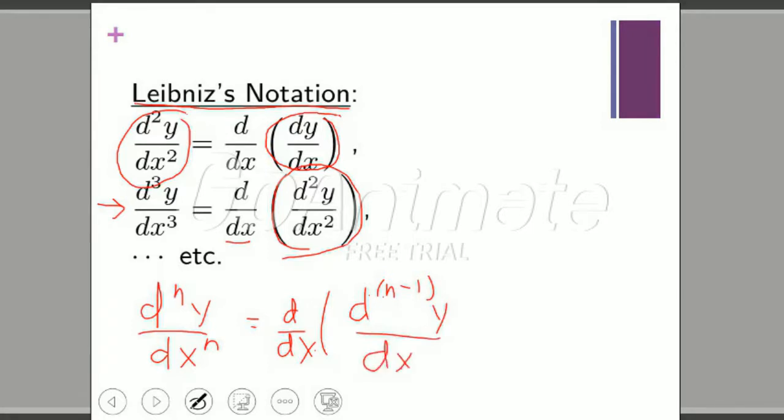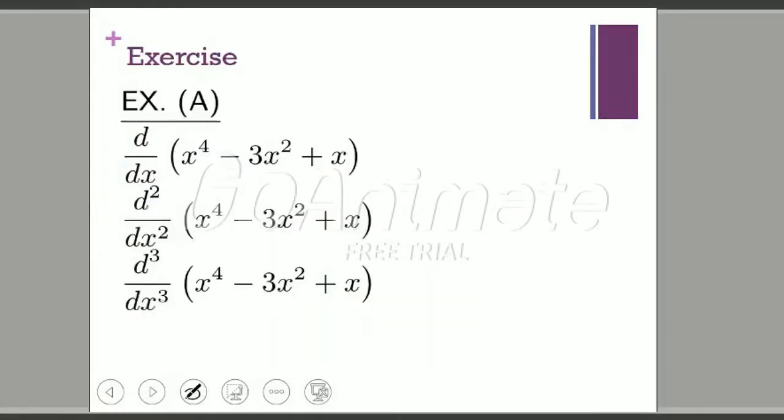Dx to the power n minus 1. Right, okay. So let's do another example. What's the derivative of x to the power 4 minus 3x squared plus x? Well, just by sum and power rule, it's just 4x cubed minus 6x plus 1.